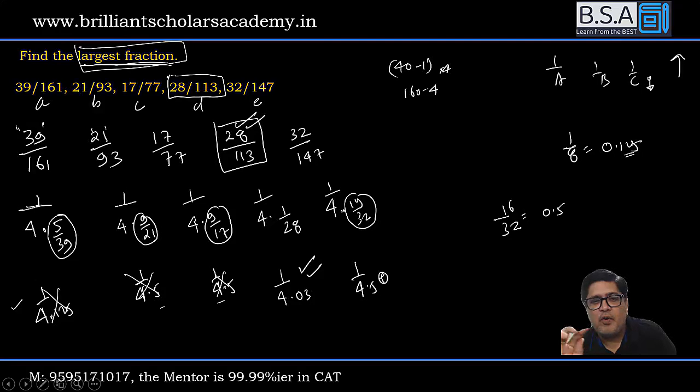All the numbers are 4.4.4. 3 numbers are 4.5 something. They are gone. 2 numbers are 1 upon 4.125 and 1 upon 4.03. 03 is a smaller number.